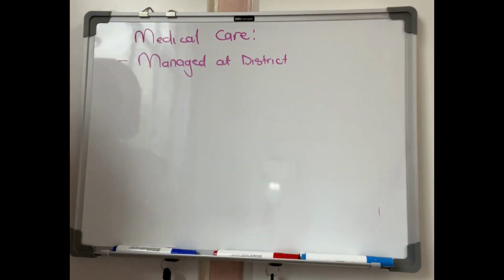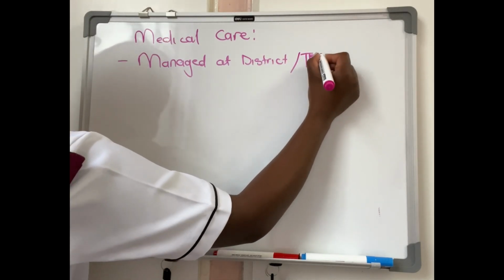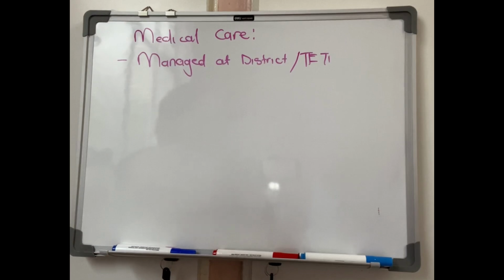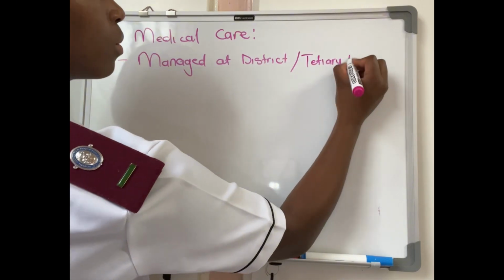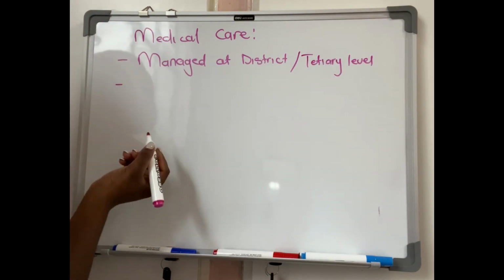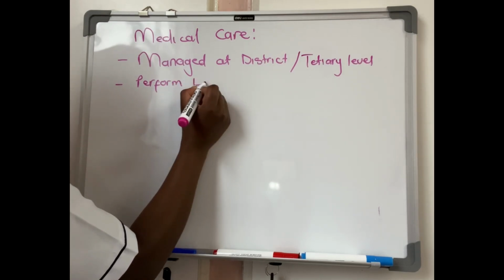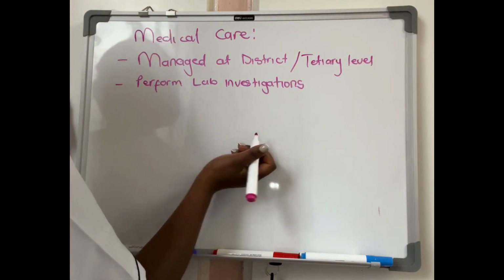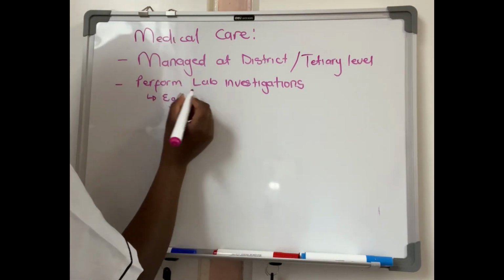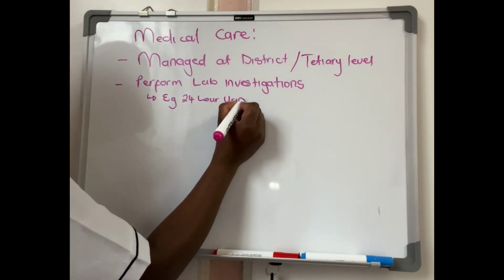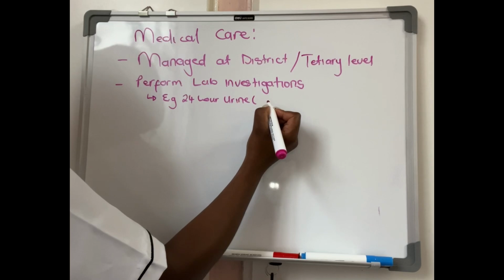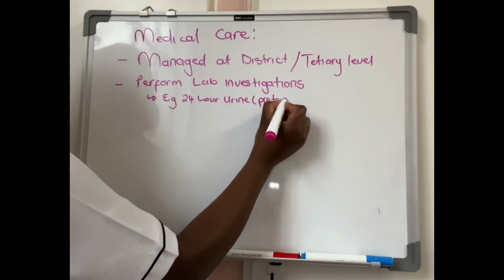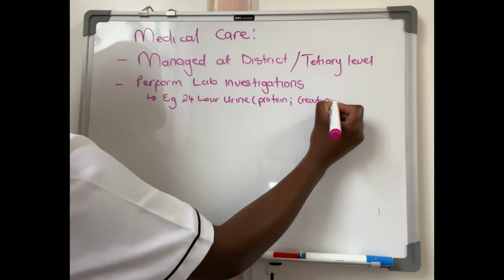Okay, now let us get into the antenatal care of a woman with chronic hypertension and gestational hypertension. Remember that these conditions are normally managed at district or tertiary level. They might be diagnosed at a community clinic, and then the woman has to be referred to a district or tertiary level hospital. It is important that lab investigations are performed. These are like your full blood count blood tests in order to assess if there may be any other factors that can worsen the hypertension.